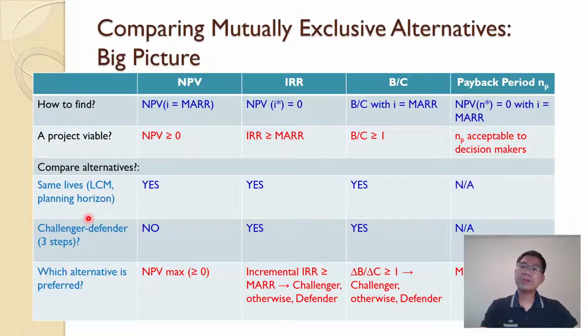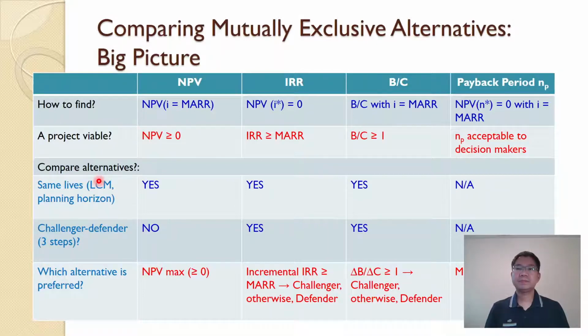So let's talk about the same life, whether it should be the same life by LCM, least common multiple, or planning horizon. The first 3 methods, NPV, IRR, B over C, have to be the same life to compare apples and apples. And remember, we have 2 approaches. Approach number 1, least common multiple. With 2 machines or 3 machines, 3 options, 4 options, the least common multiple of the useful life of each option will be the same life we are talking about for approach number 1.